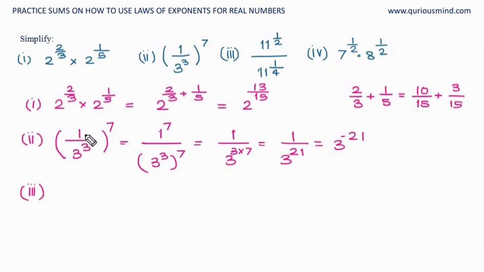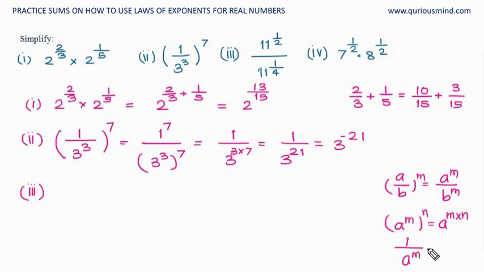So which rules have we used here? First, we have separated. So a upon b raised to m is equal to a raised to m upon b raised to m. This is what we used here. Then 3 raised to 3 whole raised to 7. So a raised to m whole raised to n is equal to a raised to m into n. That is what we used here. And lastly here we used 1 upon a raised to m. It's the same as a raised to minus m. So using these 3 laws of exponents, we have simplified this.